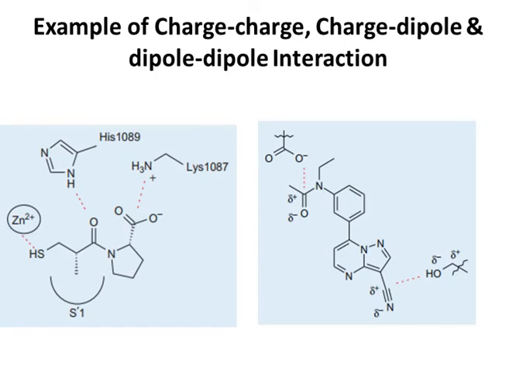So let's consider some examples. In this example, just see that here we have NH3 which is positively charged, and here we have a carboxylic ion which is negatively charged.